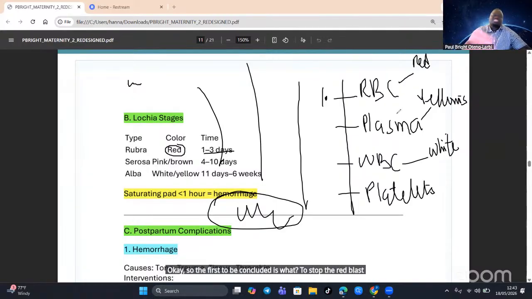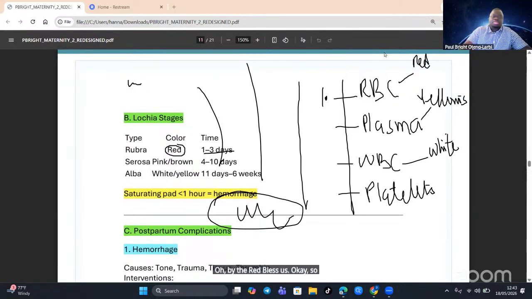So we give it the first 72 hours. We need to stop it. Otherwise, we get anemia. You have to stop it. Yes. We are more concerned about the red blood cells.